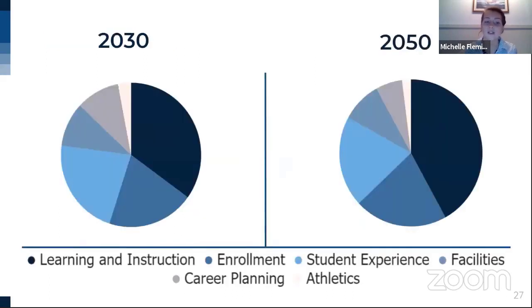In both 2030 and 2050, learning and instruction had the majority of focused resources. This might indicate that WPI administration believes that learning and instruction is the most important area of higher education to implement AI in order to increase WPI's competitive standing against other universities.